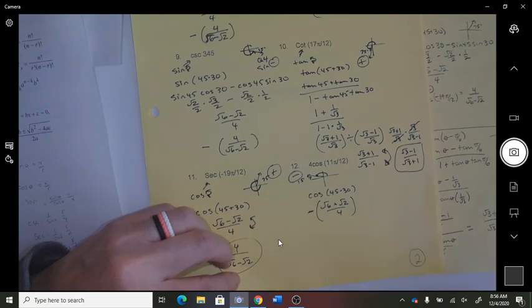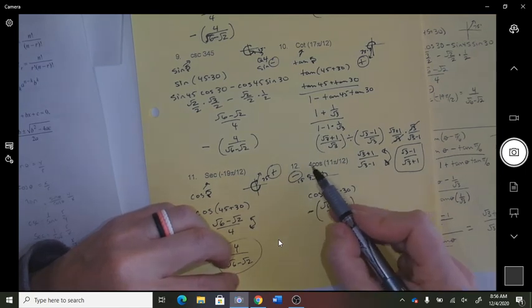So it's negative, because it's quadrant 2. And I have to still times it by 4.